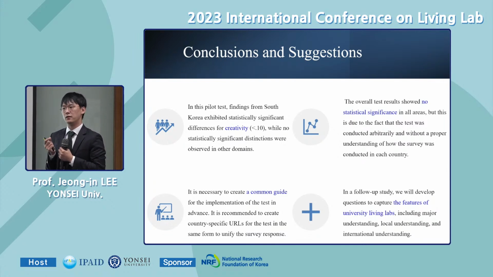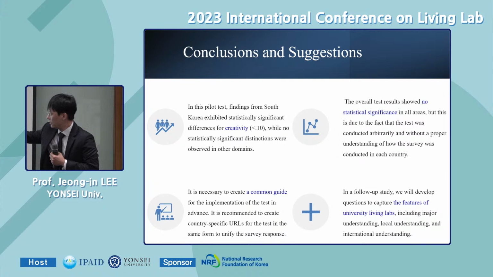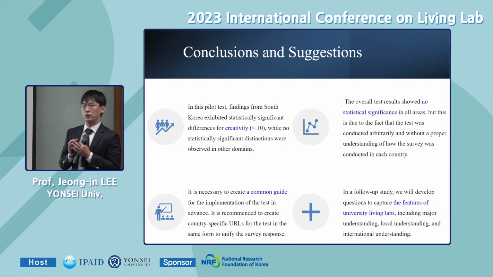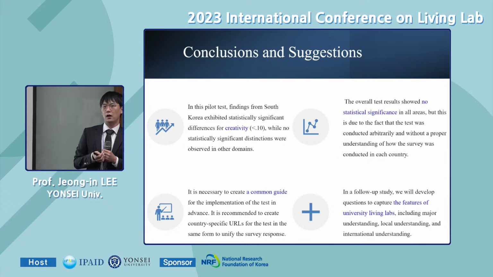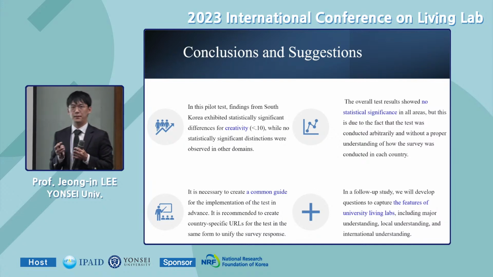So we decided to change the plan for the survey in the coming semester. This is the third one. I think I need to distribute a common guide for the implementation of the test in advance. And I think it's recommended to just make an online form by Yonsei University and distribute a link to each class. It can reduce some unexpected errors.